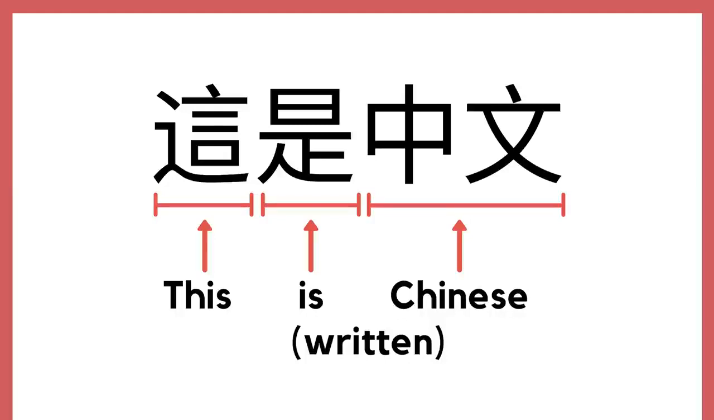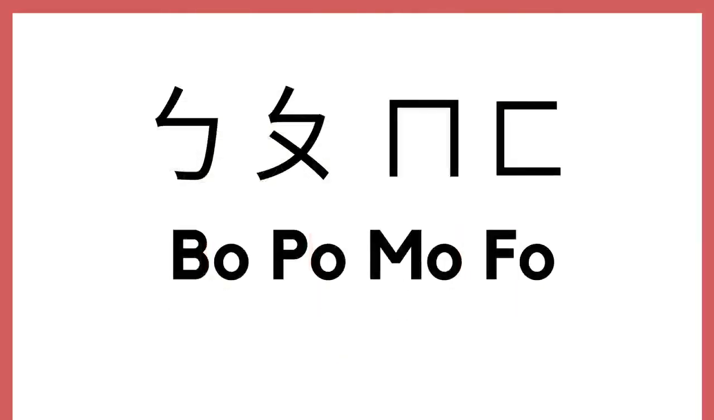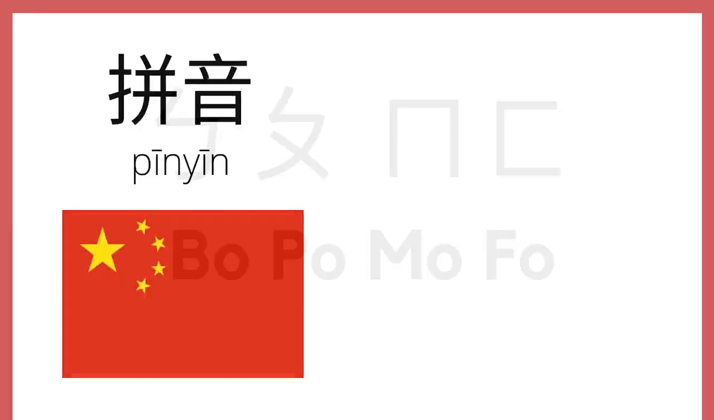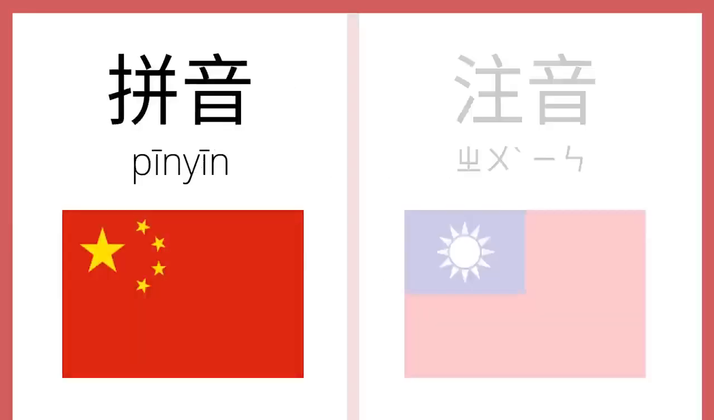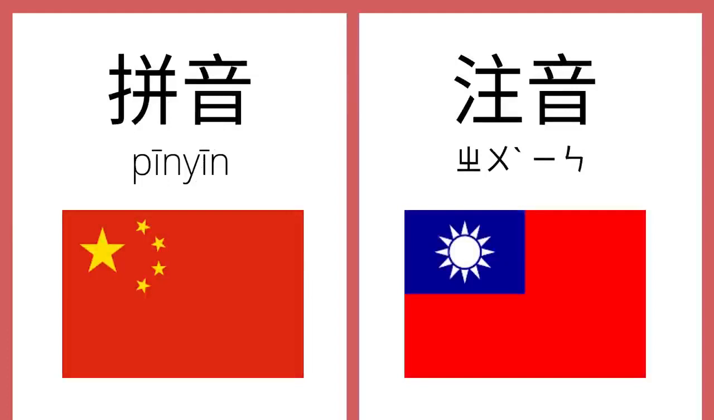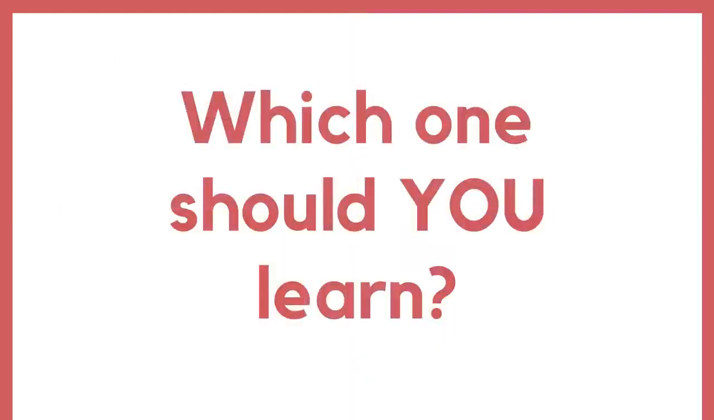The Chinese alphabet is also known colloquially as b-p-m-f, after the first four letters of the alphabet, b, p, m, and f. Just like in English, we sometimes call the alphabet the ABCs. There are two main systems of writing the Chinese alphabet: the pinyin system used by mainland China and the zhuyin system used by Taiwan. The pinyin system uses the same ABCs that English speakers use, and the zhuyin system uses its own symbols. So you're probably wondering, which one should you learn?